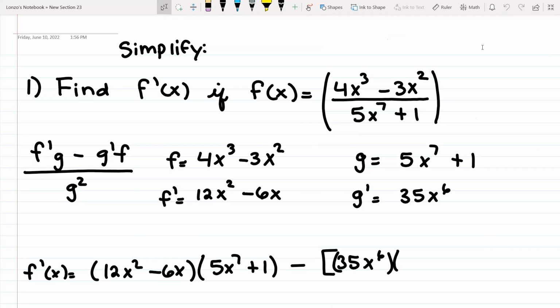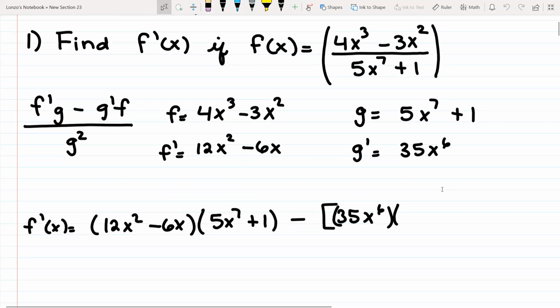Number 1 says find f prime of x if f of x equals 4x cubed minus 3x squared all over 5x to the 7 plus 1. I've started this already. To find the derivative of this, I have to use the quotient rule, which is f prime of g minus g prime of f all over g squared. So f is 4x cubed minus 3x squared, f prime is 12x squared minus 6x, and g is 5x to the 7 plus 1, and g prime is going to be 35x to the 6.